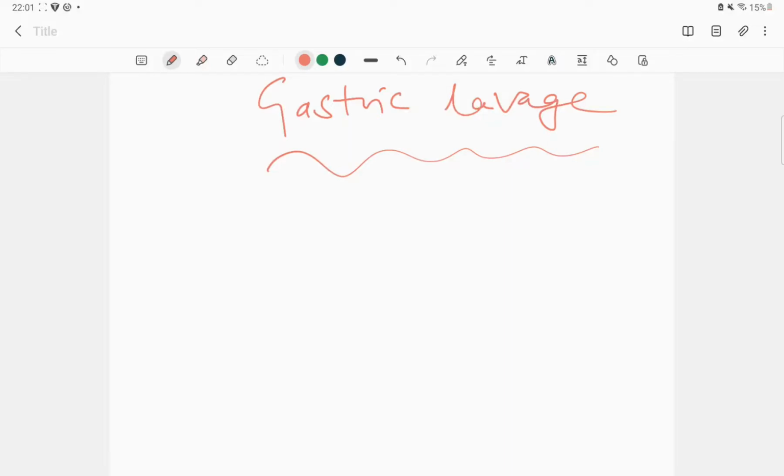Hello everyone, today we are going to discuss the topic gastric lavage. So what is gastric lavage? Gastric lavage simply means to remove the contents from the stomach. Whatever there is in the stomach, if you remove that, it is known as gastric lavage.